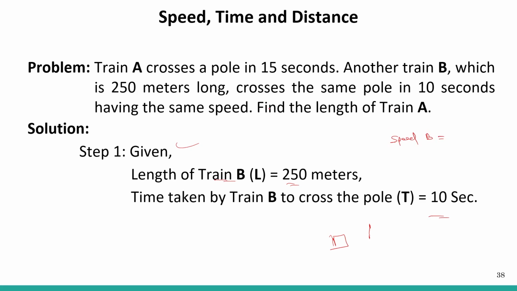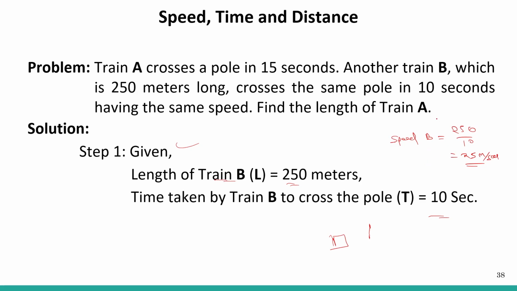So A crosses the pole in 15 seconds, and another train B, which is 250 meters, crosses in 10 seconds. So it will be what? 250 by 10 is equal to 25 meters per second. This is the speed of train B.